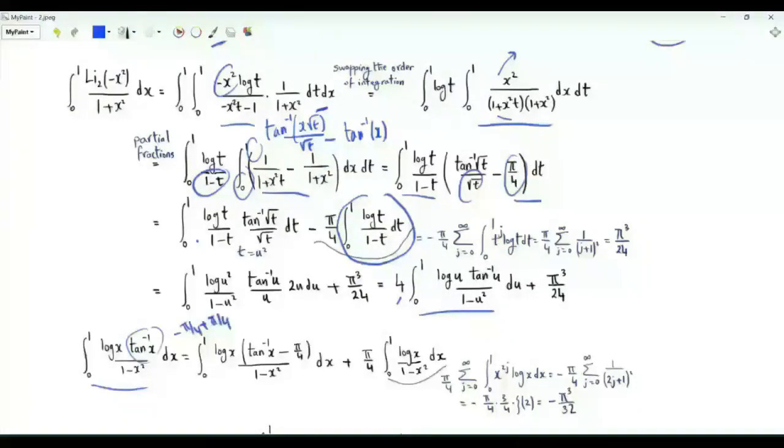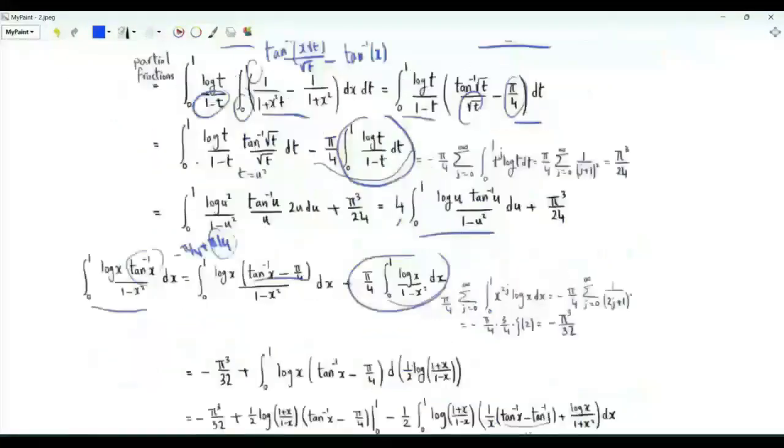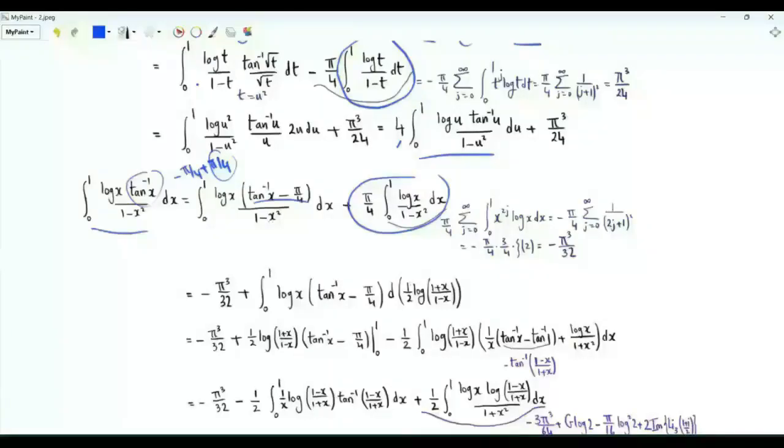Subtract and add pi over 4. Split into two integrals. In one of them we have pi over 4, in the other we have the inverse tangent of x minus pi over 4. This part is minus pi cubed over 32. The antiderivative of 1 over 1 minus x squared is 1/2 log 1 plus x over 1 minus x. Let's do integration by parts. The product of this function of x and that one tends to 0, as x tends to 0 from above and as x tends to 1 from below.